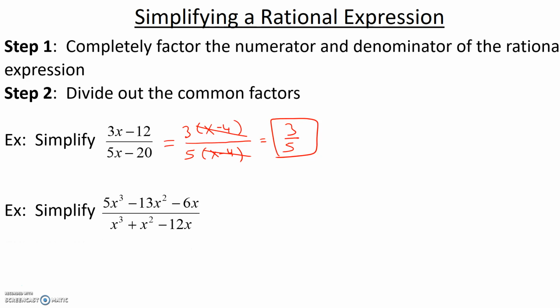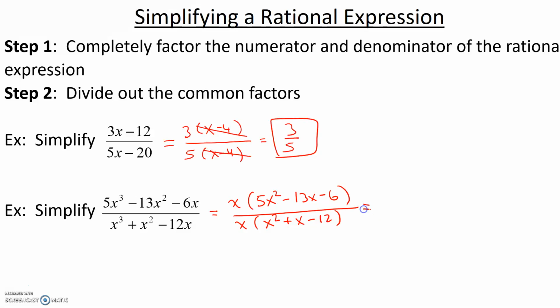Here's another example. Let's simplify this given expression. So with the numerator, to factor, we first take out the greatest common factor. Between 5, 13, and 6, the greatest common factor is 1, so we don't have to take that out. But between x cubed, x squared, and x, our greatest common factor is x. This leaves us with 5x to the second power minus 13x minus 6 on the numerator. On the denominator, the greatest common factor is again an x, and this leaves us with x squared plus x minus 12.